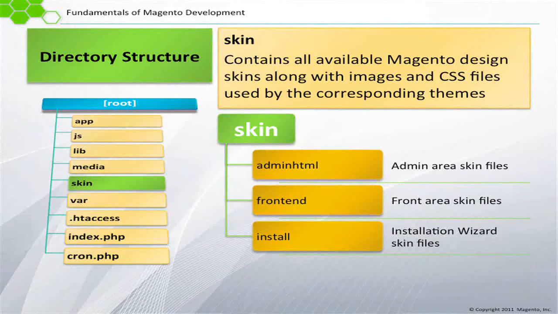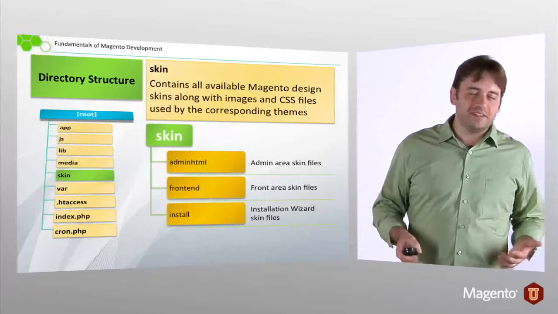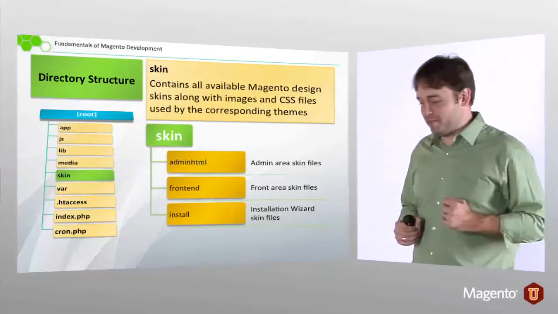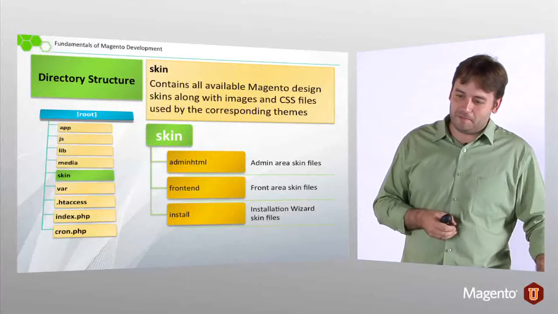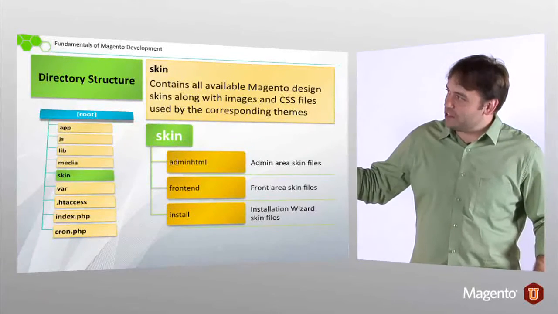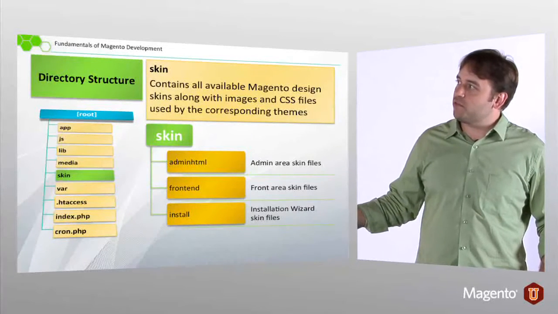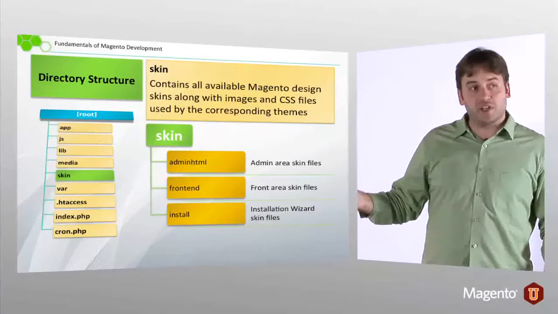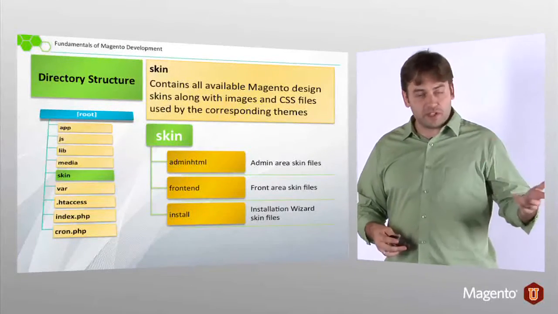All right, so the skin folder: admin HTML, front end, and install. These are design areas. There are lots of areas in Magento, literal areas. You have event areas and configuration areas, but really the one to consider in this case is the design area. You'll see admin HTML, front end, and install. You'll actually see these same three folders under app design. We'll look at how those two sync up in the design lesson on Wednesday.